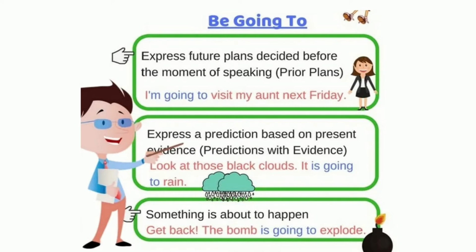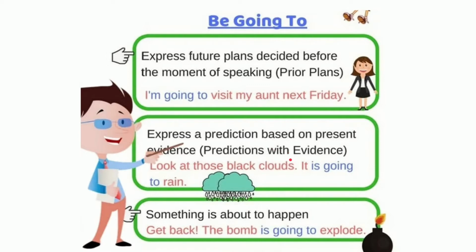Watch the video on be going to. What is it all about? You use be going to for expressing future plans decided before the moment of speaking. Prior plans that you have already planned beforehand. For example, I'm going to visit my aunt next Friday. That is your plan. Second, to express a prediction based on present evidence.